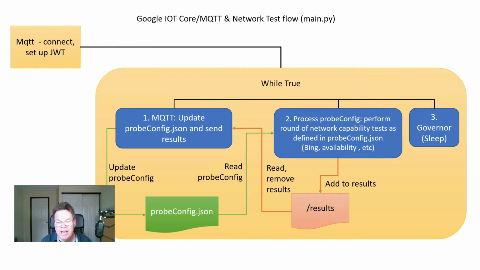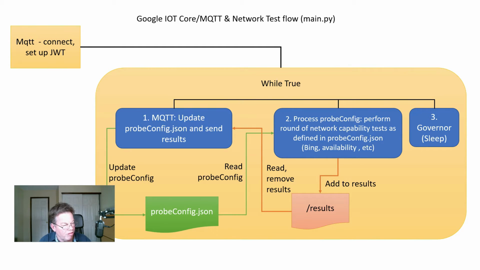There'll be one file produced for each test that's performed, and again the MQTT part of it, number 1, is going to be reading those results and sending those results one file at a time, or the information in one file at a time, up to Google IoT core. As it transfers each of those results, it's going to remove the result from the results folder.